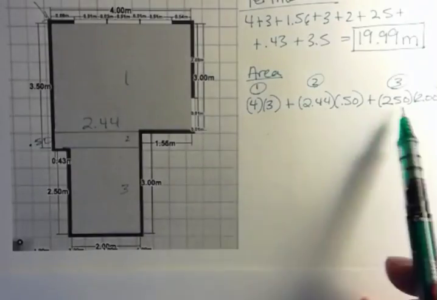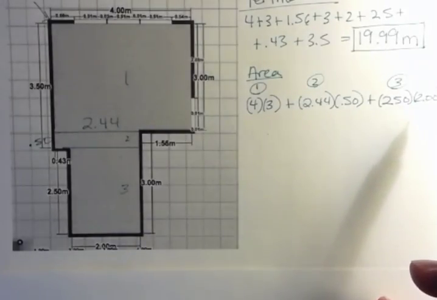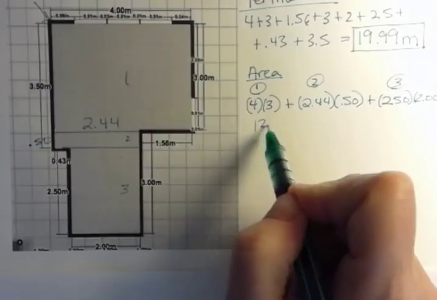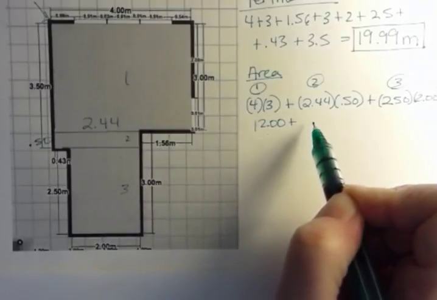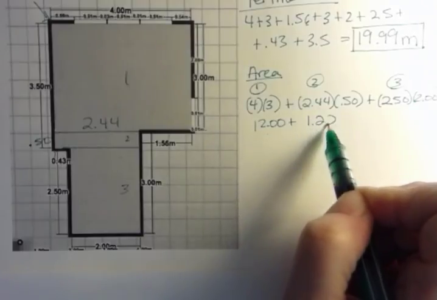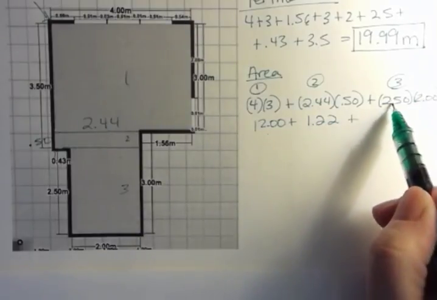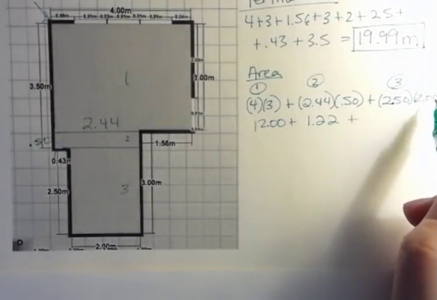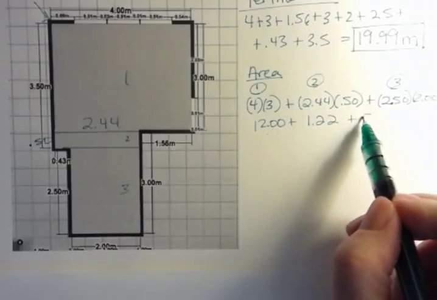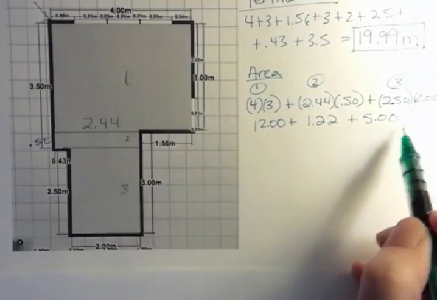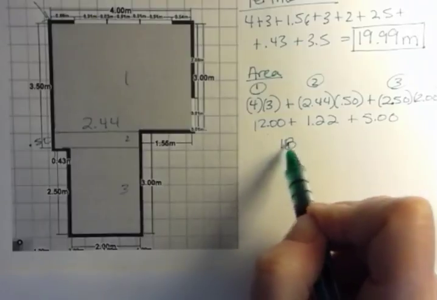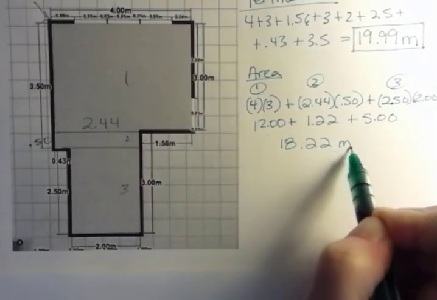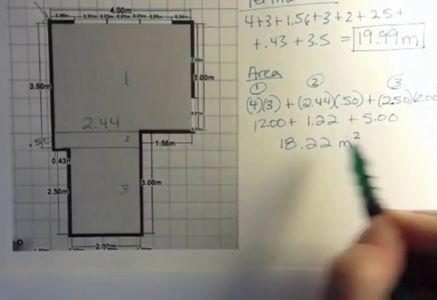And now I'm going to multiply each of those things out and add them together. This is going to be 12. I'm going to add the 2 decimal places here. 2.44 times 0.5 is 0.122. And 2.5 times 2.0 is 5. And when I add all those together, I get 18.22 meters to the second power.